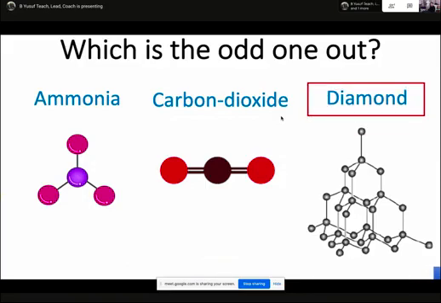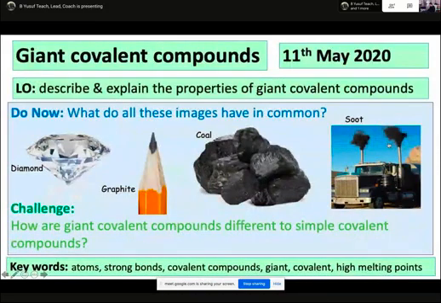And the answer is diamond. And the reason is because of the fact that this is an example of a giant covalent compound. These are all examples of covalent compounds where they share electrons, but diamond is slightly different, and that links to today's theme where we're looking at giant covalent compounds.